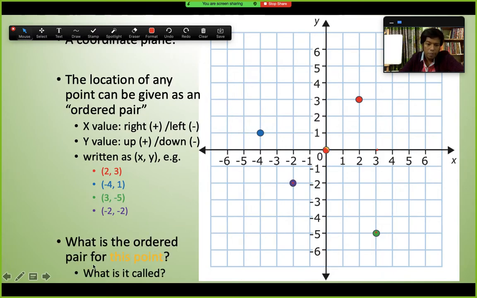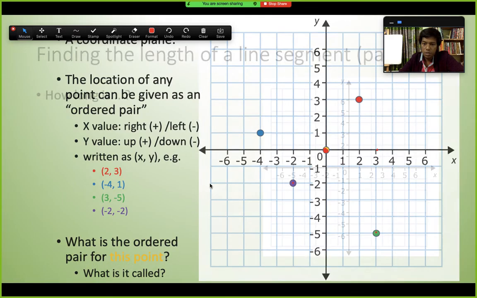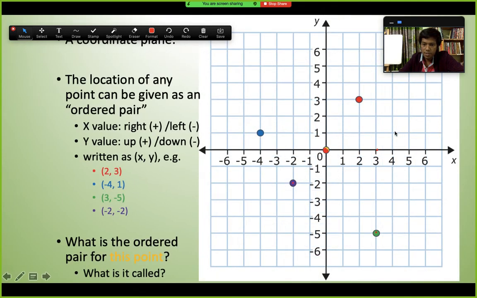What is the ordered pair for this point, this center? Technically I already said the answer. What is the ordered pair of this point, and what is the name of this point? The name of this point is the origin. And the ordered pair of this point will be, since you are not moving anywhere, 0, 0.